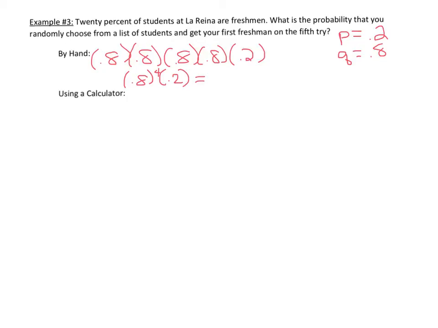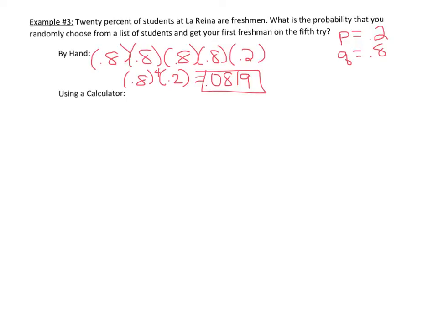When you work this out, you will end up getting about 0.0819. However, if you're looking for your first freshman on the 5th try, that's fine. But if you end up looking for your first freshman on the 20th try or something, this gets kind of tedious. So there's actually a way to do this using a calculator.